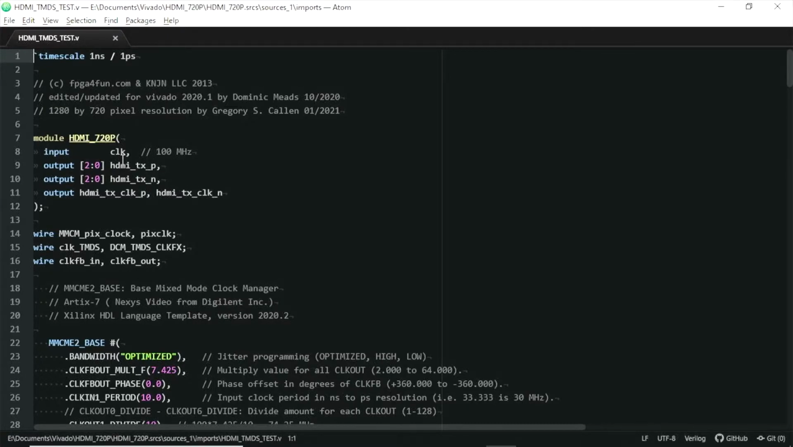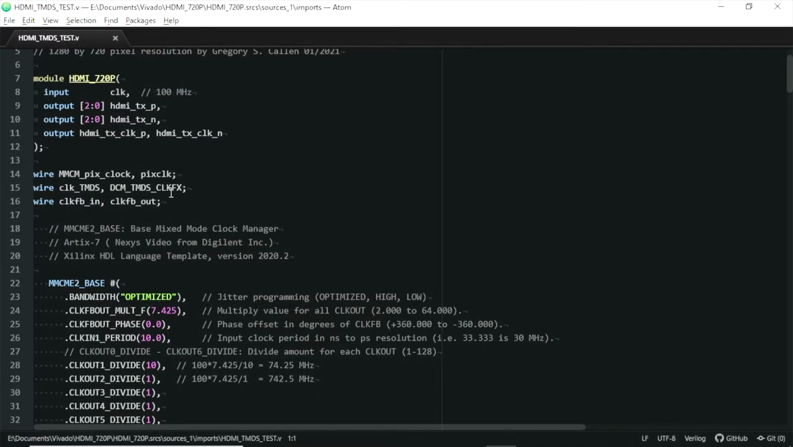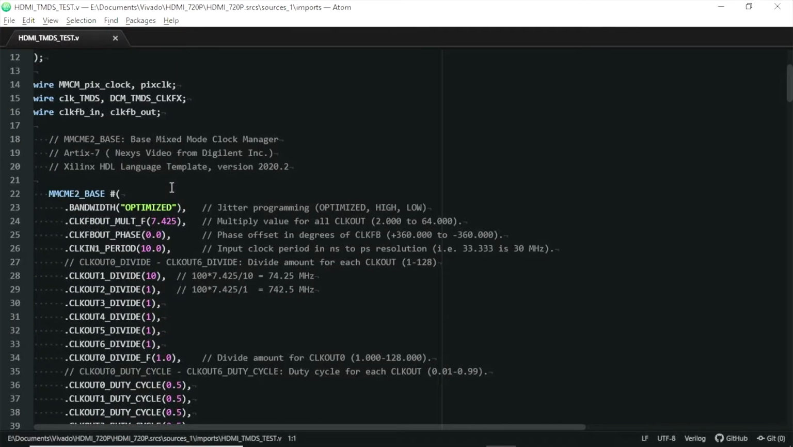So here we have the three HDMI color channels. It's differential signaling, so we have a positive and a negative input, and so you got three lines, the red, green, and blue, and then you have a pair of clock differential lines, the MMCM, which changes all the clocks around to the right frequency. And down here, I believe he had six for the multiplier.